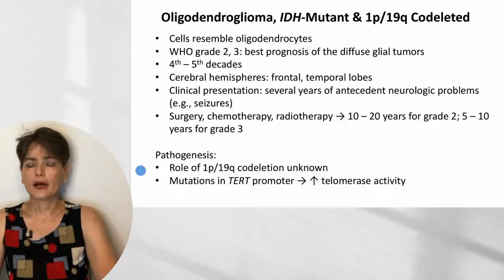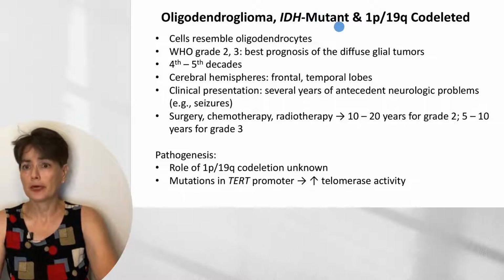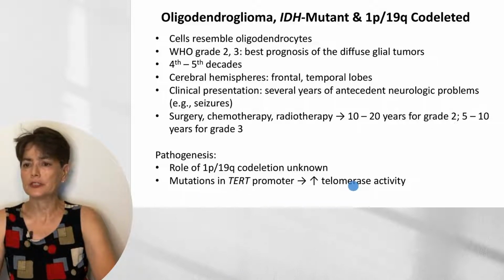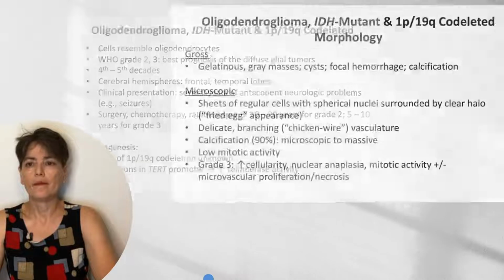Now we know that these tumors have this 1p19q co-deletion. We don't know what the role of that is in the pathogenesis. We also have our oncometabolite 2HG being formed by our IDH mutant. And these tumors will also often have mutations in the TERT promoter, which will lead to increased telomerase activity.